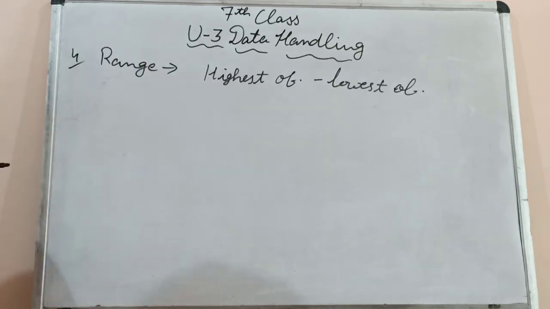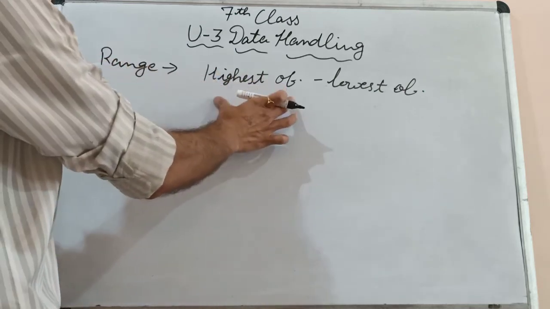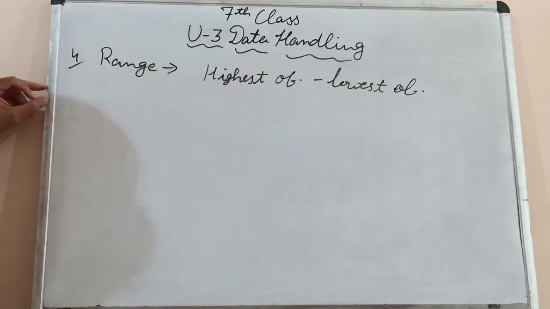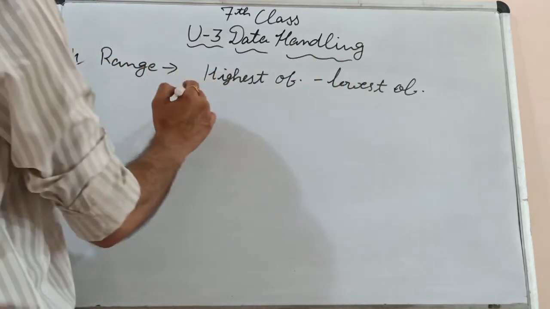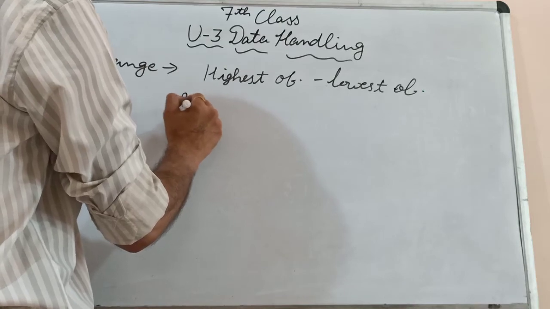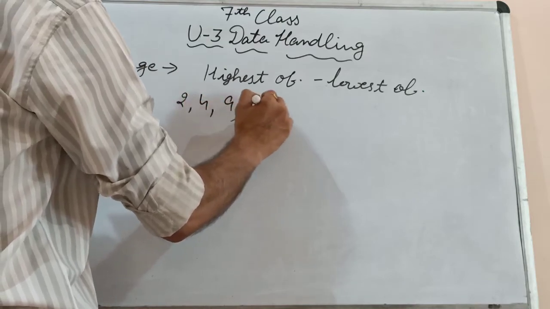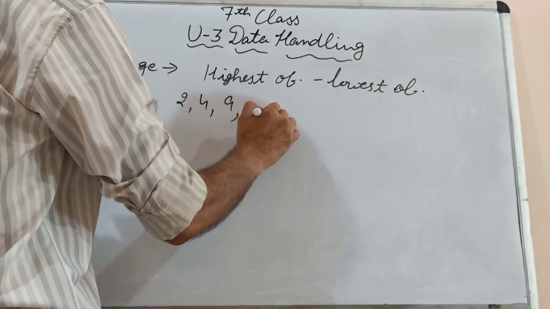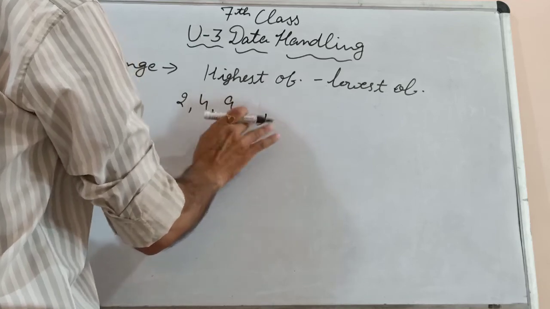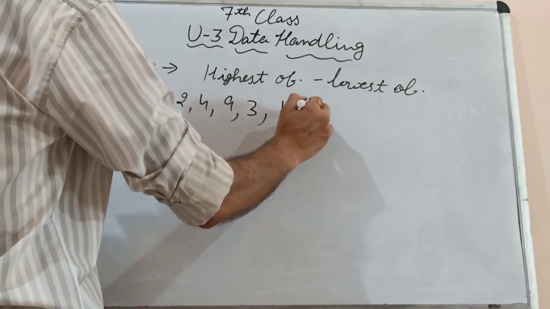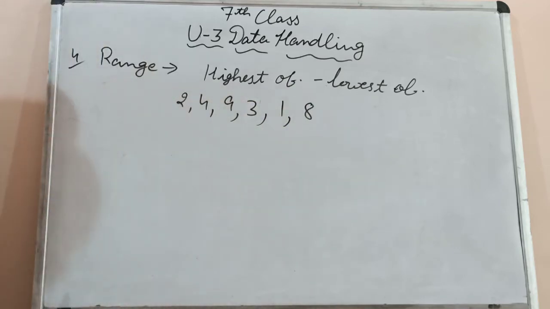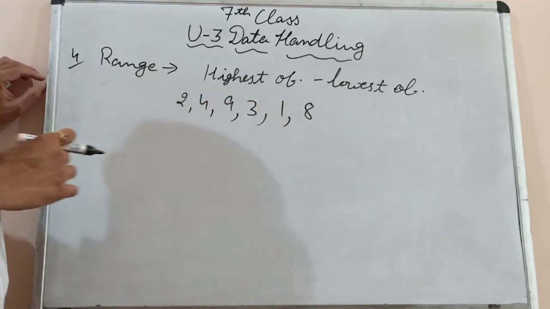Next term is range. So what is range? The difference between the highest and lowest data or observation, you can say, is called the range. So range here is highest observation minus lowest observation. Let us, we have a data. Okay. So we have rough data here like this.